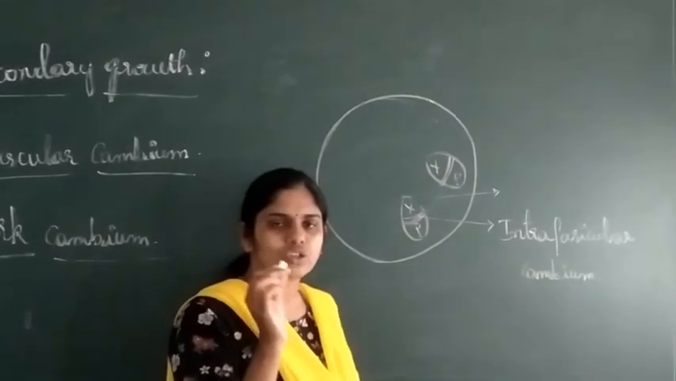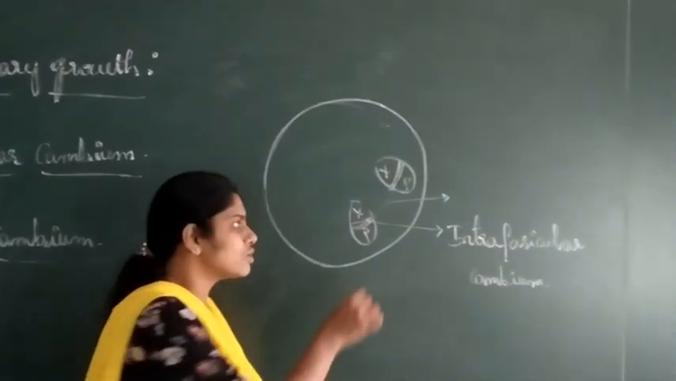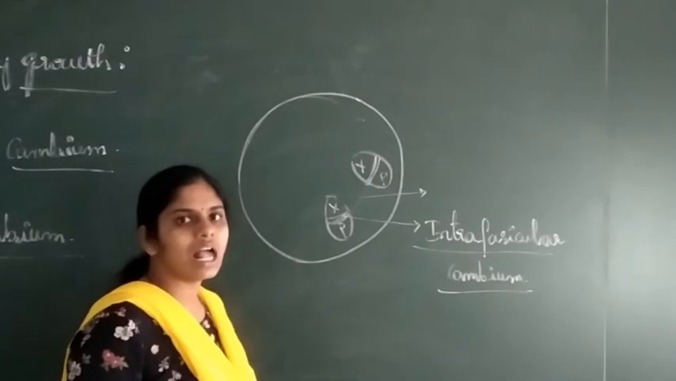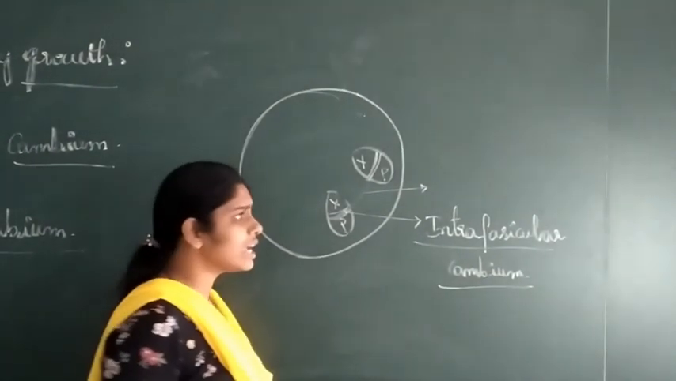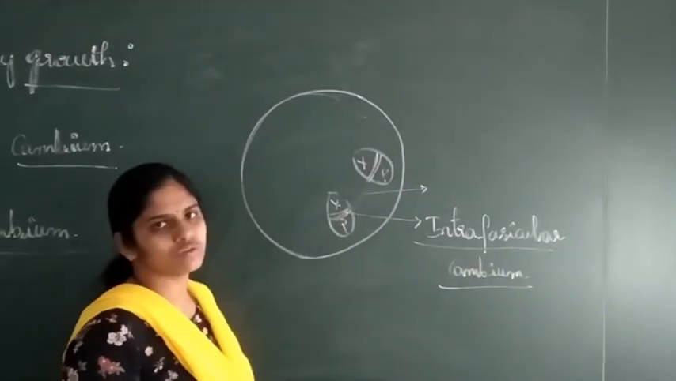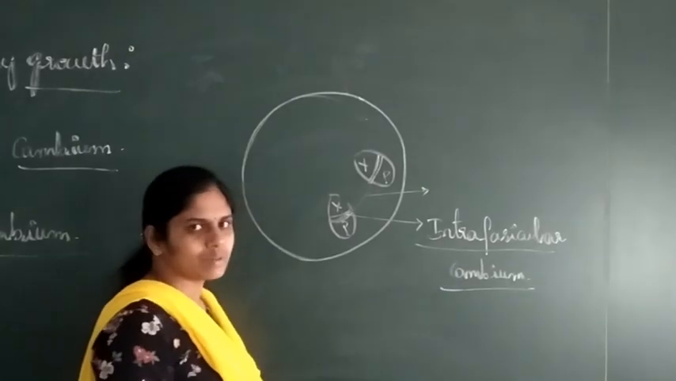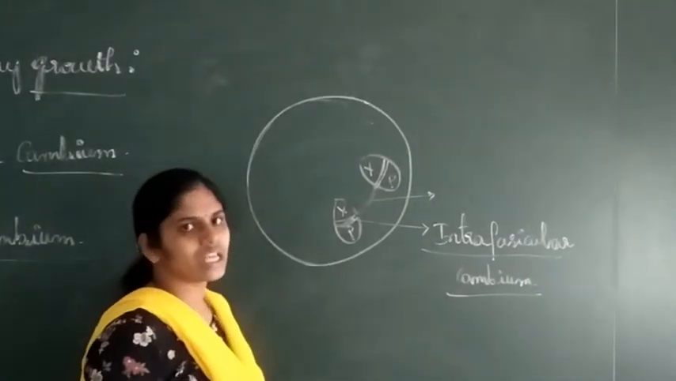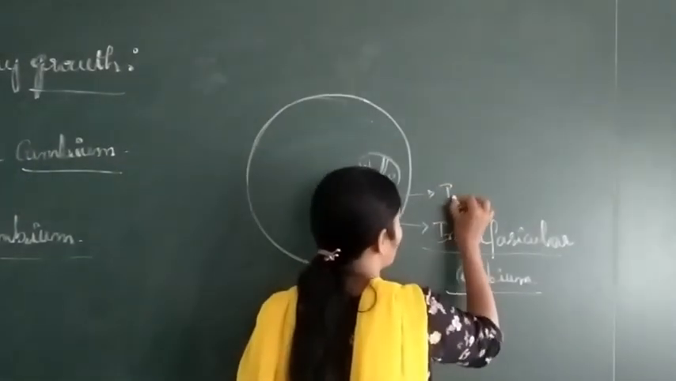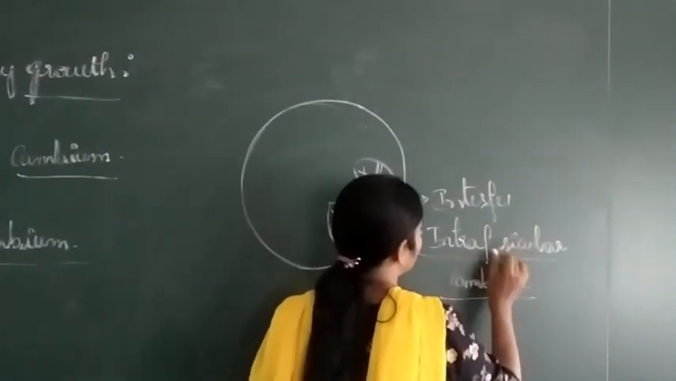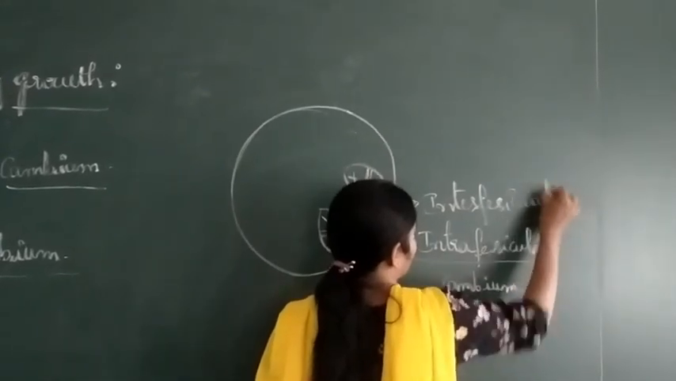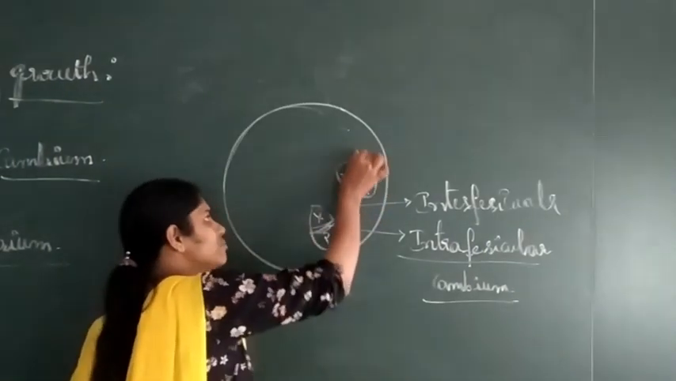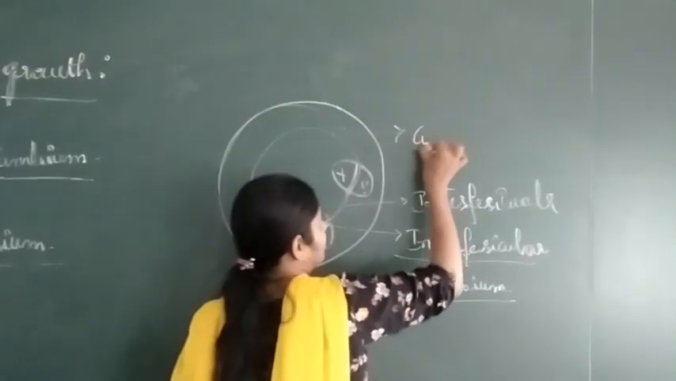So cambium is a meristematic tissue layer which occurs between the xylem and the phloem. That type of cambium is called intrafascicular cambium. And next, the cambium adjoining the two vascular bundles, between the two bundles, is called interfascicular cambium. Both the interfascicular cambium and the intrafascicular cambium form a ring called the cambium ring.